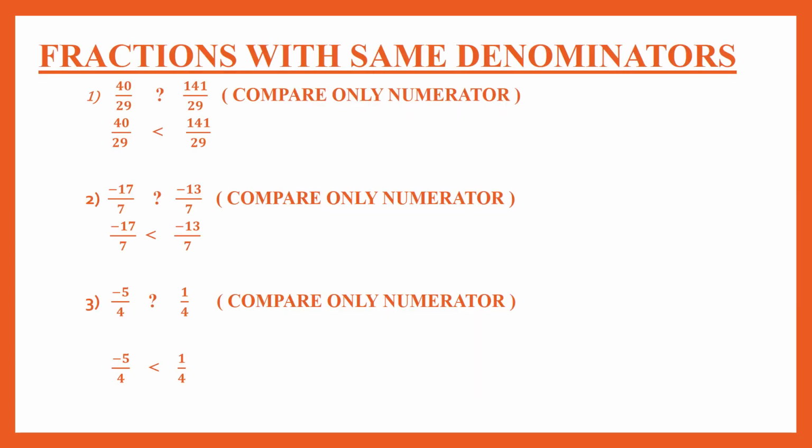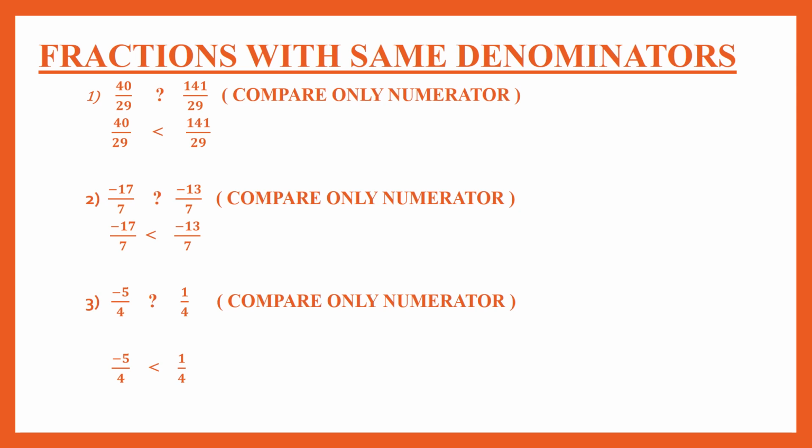So here we have fractions with same denominators. Let's take the first example. 40 upon 29 has to be compared to 141 upon 29. Look at the fractions carefully, girls. You have 29 as the denominator in both the fractions. Since the denominator is the same, you compare only the numerators. So 40 has to be compared to 141. So 40 would be lesser than 141. Therefore, 40 upon 29 is lesser than 141 upon 29.